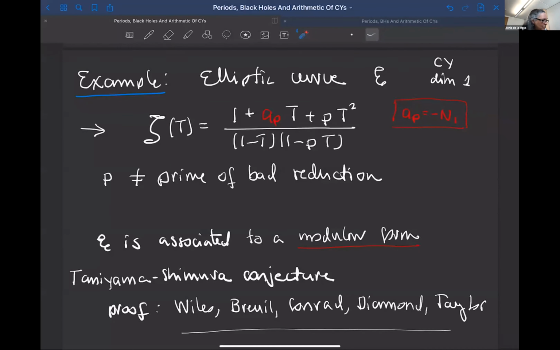That means that your elliptic curve defined over p is not singular, is not smooth. So for the smooth cases, this is true.